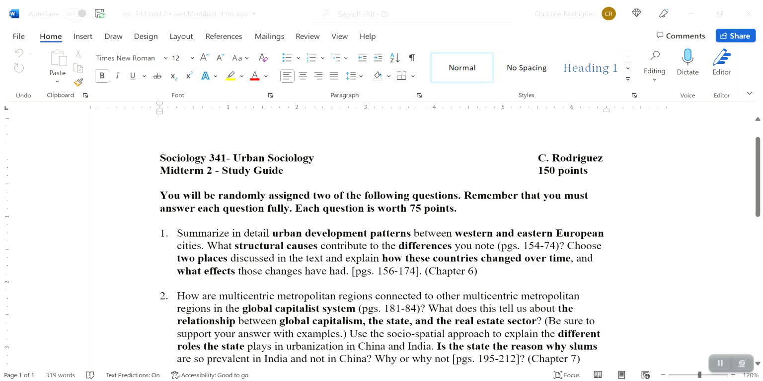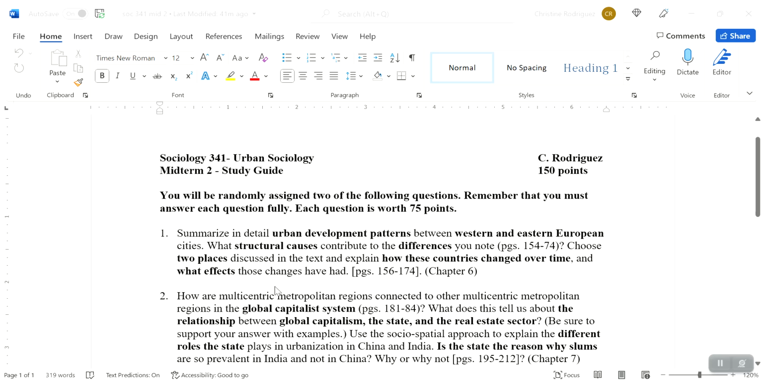Choose 2 places discussed in the text and explain how these countries changed over time and what effects those changes had. There are a number of countries that are discussed, so just choose 2 of them and explain how these countries changed over time and what effect those changes had, because not all countries have experienced the same kind of development over the last 50 to 75 years.